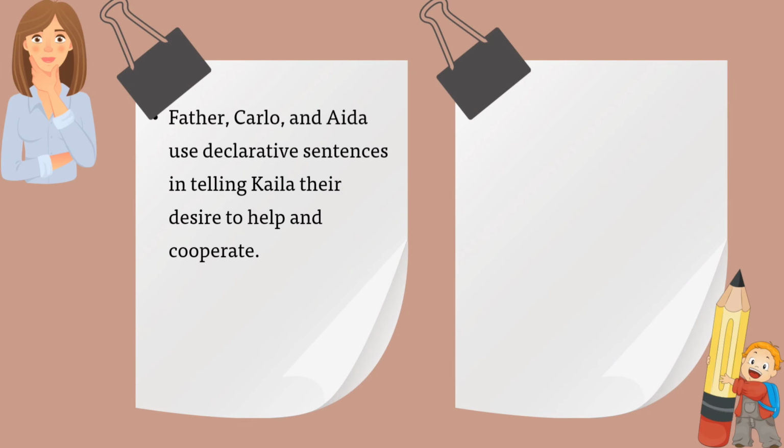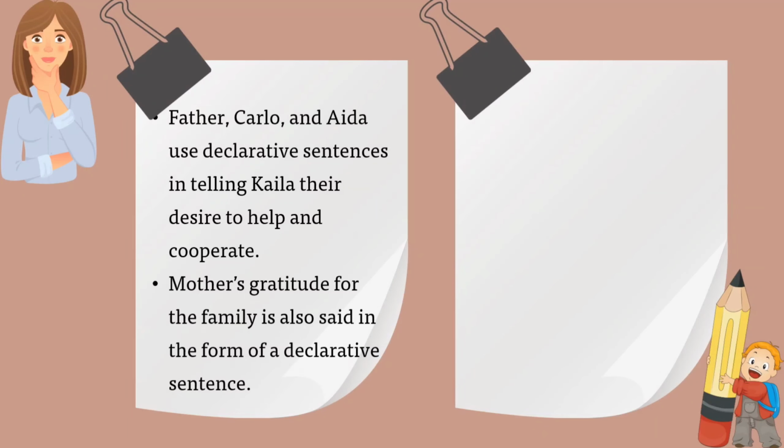Father, Carlo, and Ida use declarative sentences in telling Kyla their desire to help and cooperate, and Mother's gratitude for the family is also said in the form of a declarative sentence. Now, what punctuation mark is common at the end of their sentences? Very good. A punctuation mark that is common at the end of their sentences is a period.